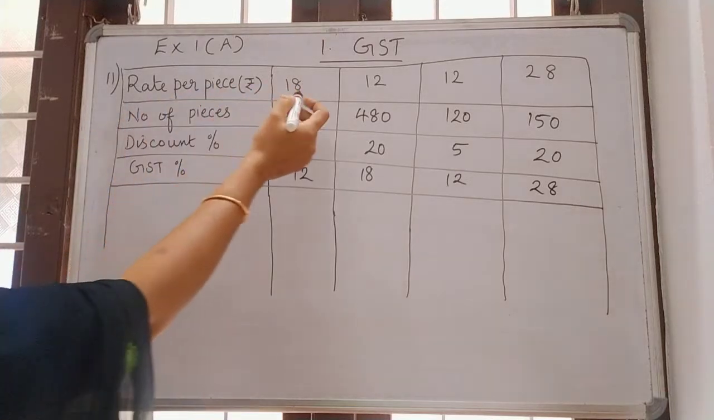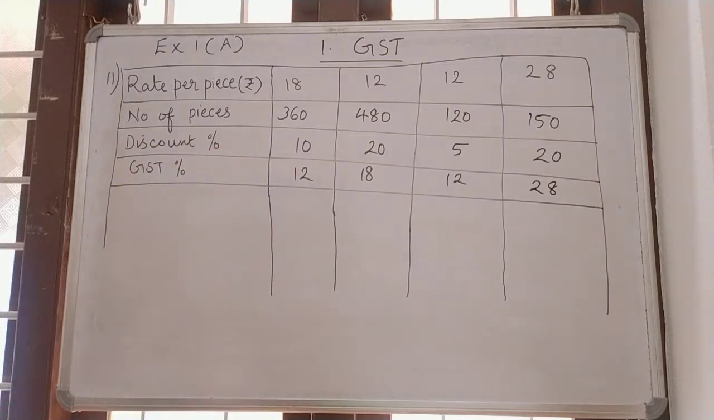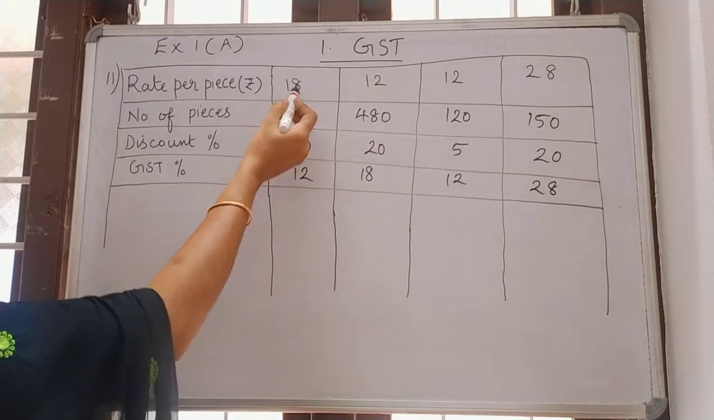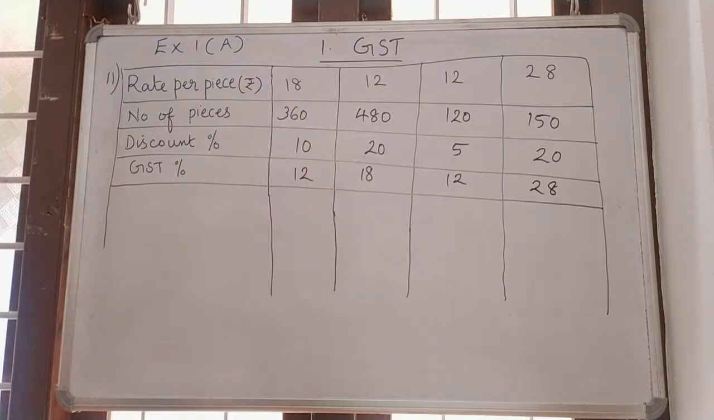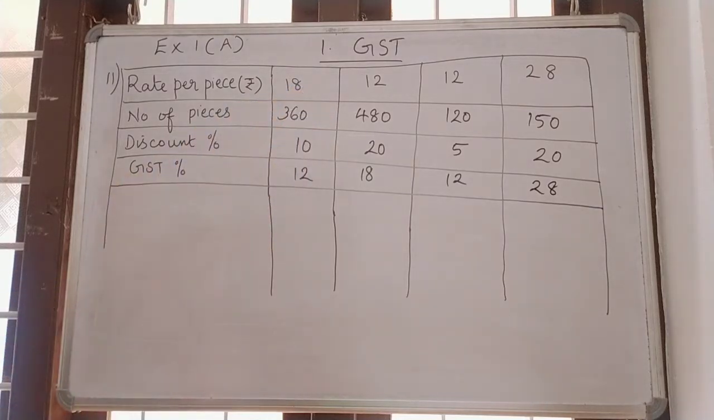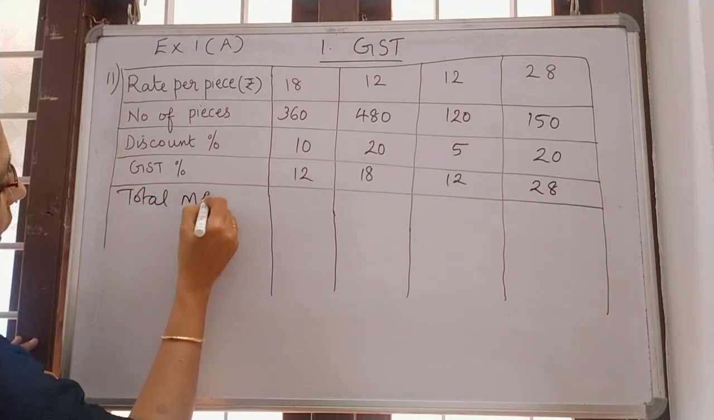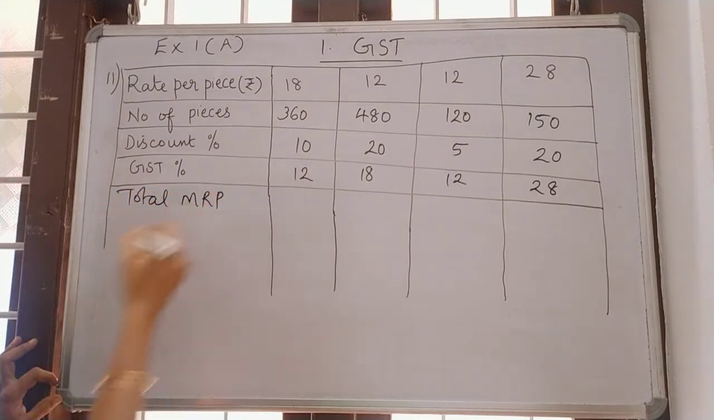Rate per piece is rupees 80. Number of pieces is 360. So for one piece, the cost of one piece is what? 18 rupees. So we bought 360 pieces. So what will be the total amount? So next step, what do we want to write? Total MRP. Next column we can write total MRP.